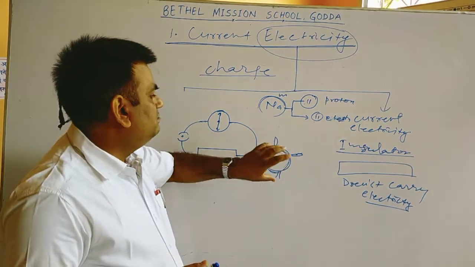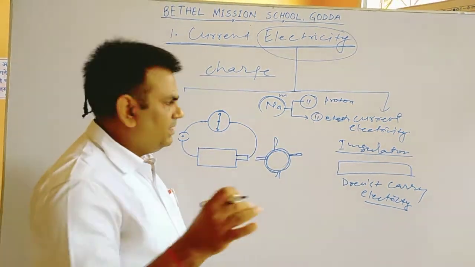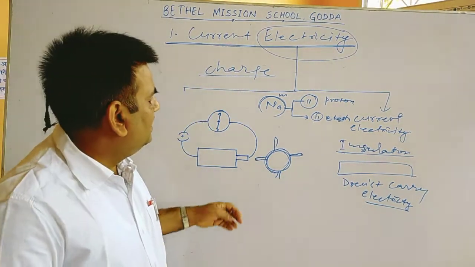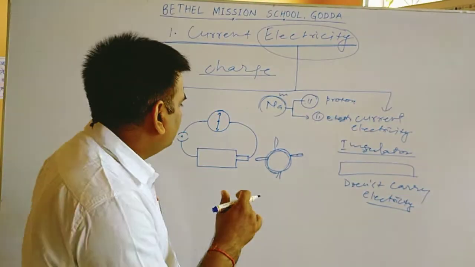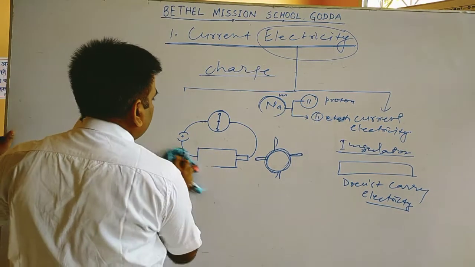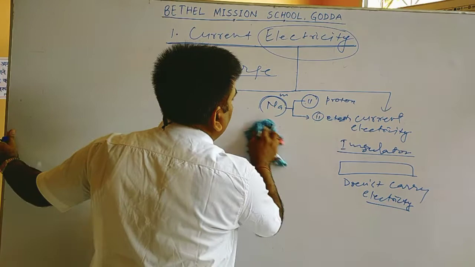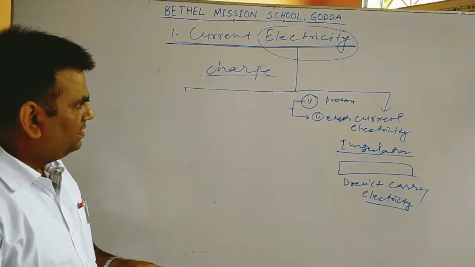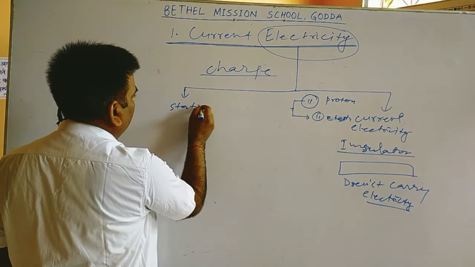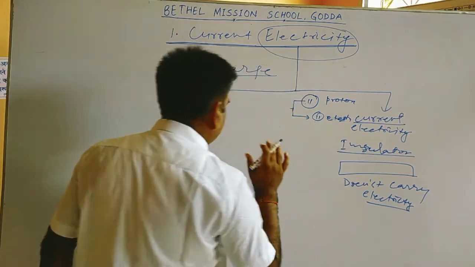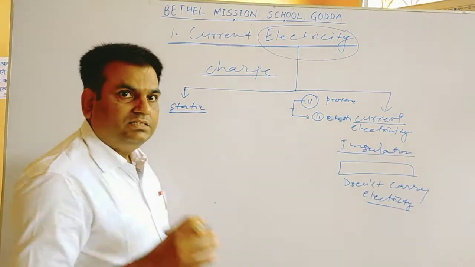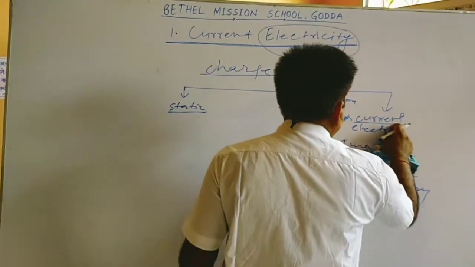So here we'll discuss the charge. Charge is the kind of force applied on a magnetic field when electricity flows. So we are discussing the kinds of electricity. As told, there are two kinds of electricity: static and current. Static, you understand? Static means where the charge doesn't flow.